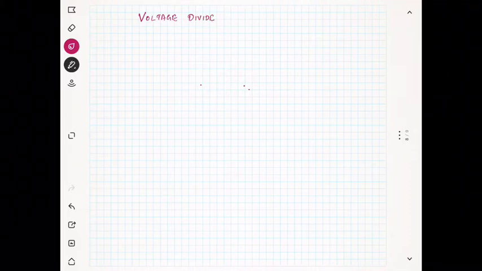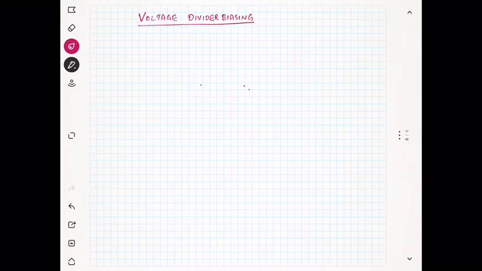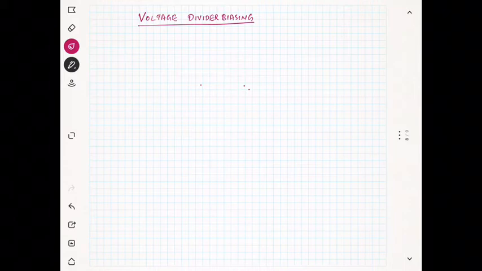Voltage divider biasing. This is one of the very popular biasing techniques, and we can say it is a good biasing technique.